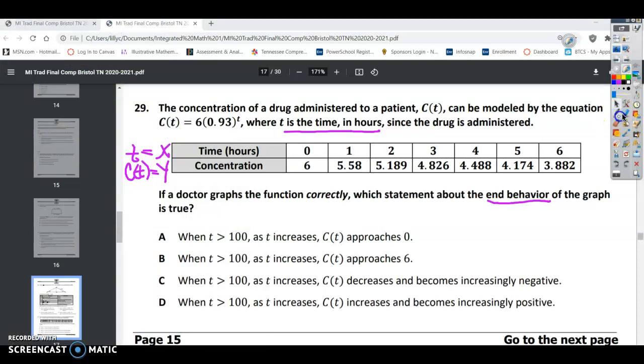So the correct answer is A. As x increases, y approaches 0. So number 29, the answer is A.